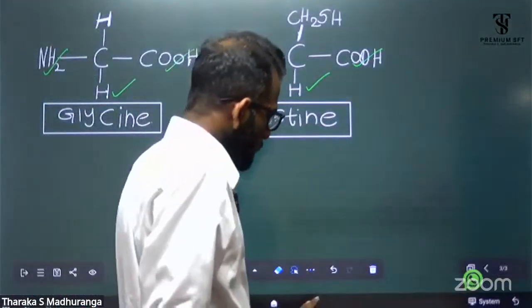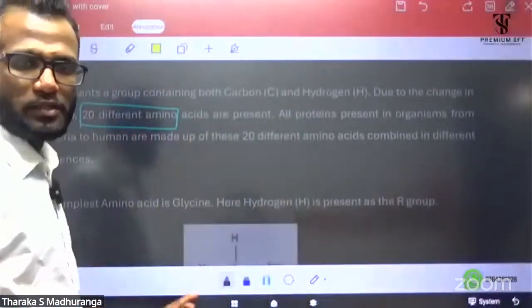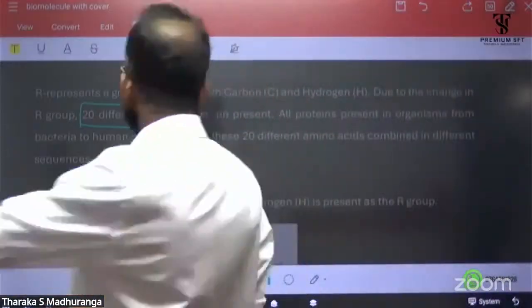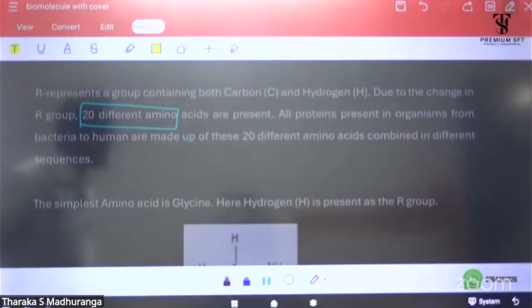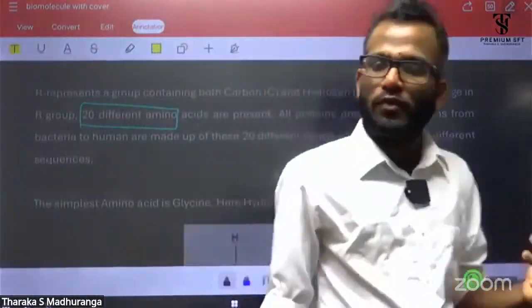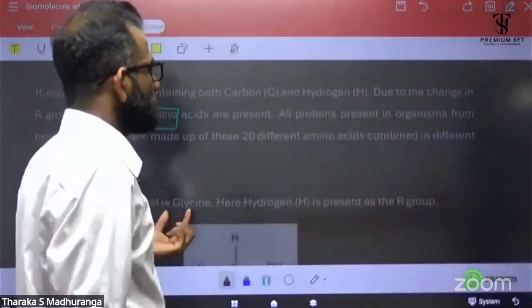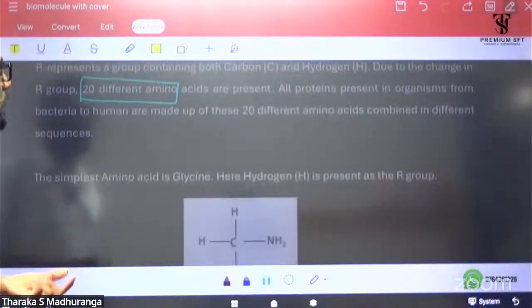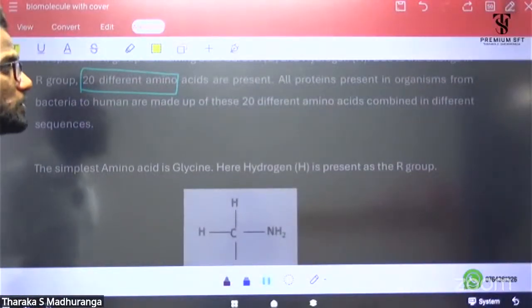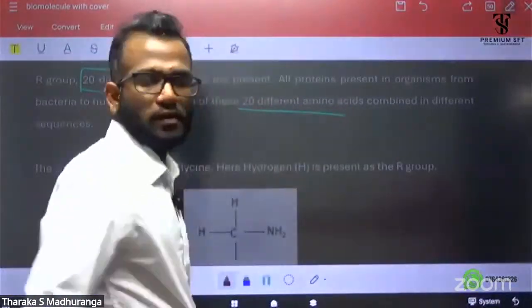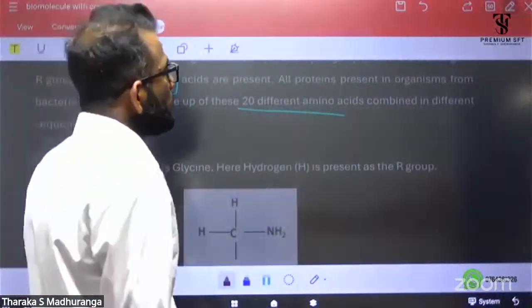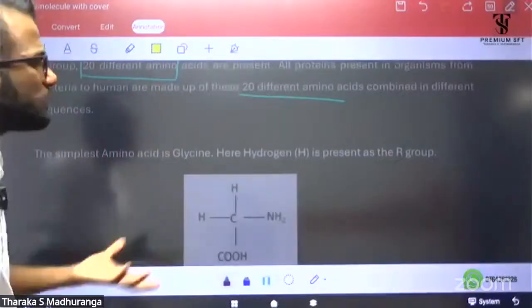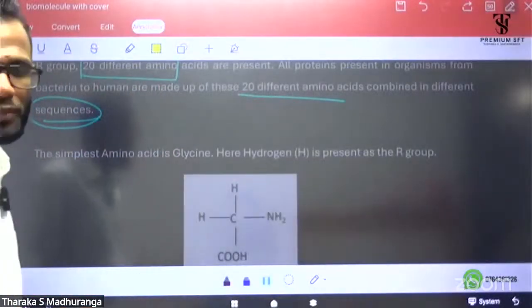Understood? According to the change of this R carbon chain, we can identify 20 different amino acids. They are involved in protein production. All proteins present in organisms, from bacteria to human, are made up of these 20 different amino acids combined in different sequences. I will explain what sequences mean in our protein part.